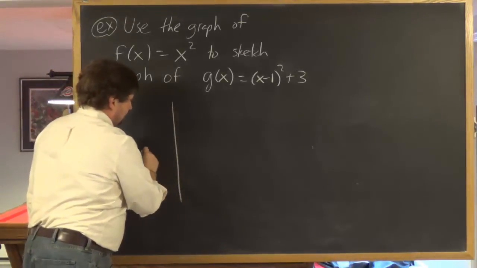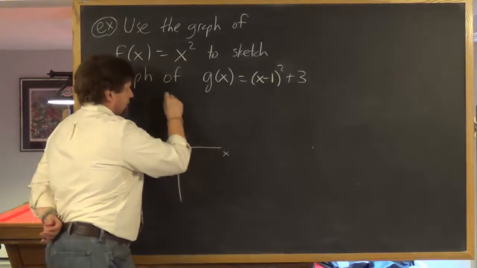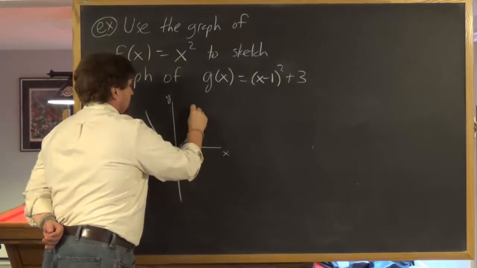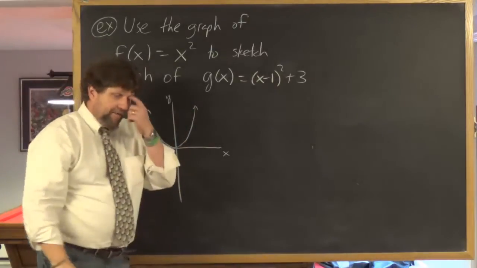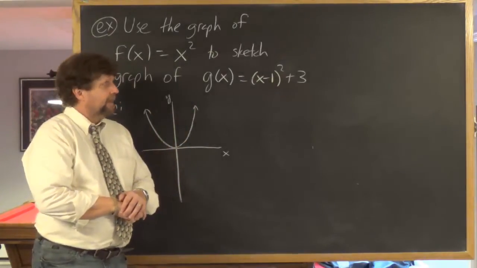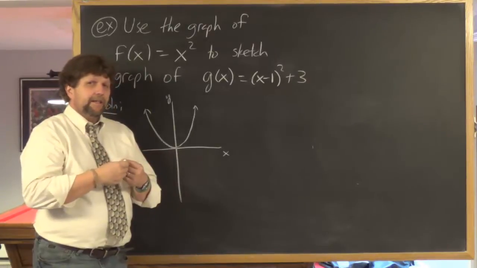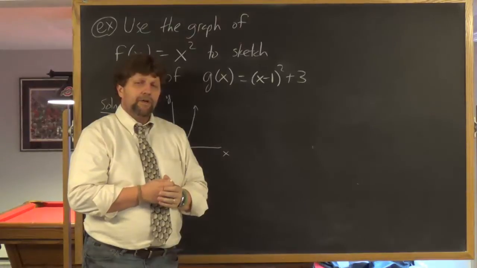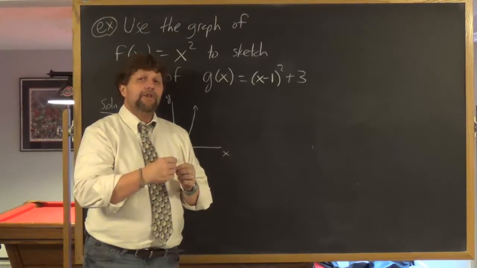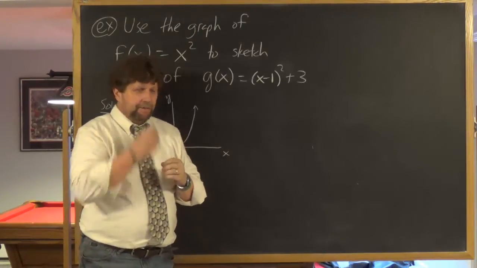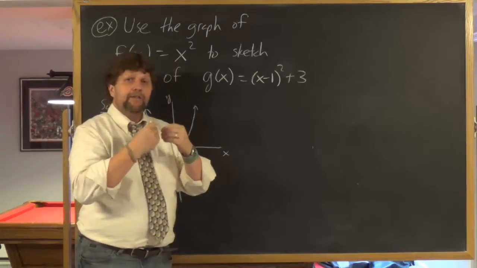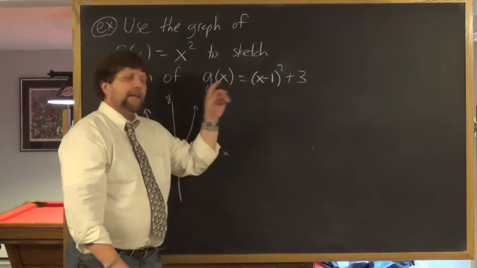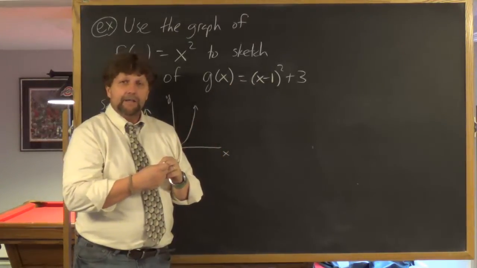Alright, so now remember, the graph of f of x equals x squared looks something like that. That's the graph of f of x equals x squared. Now what you will be learning is embedded in graphing g of x equals (x minus 1) quantity squared plus 3. There's a horizontal shift and there's a vertical shift. So I'm going to next graph the (x minus 1) quantity squared. That's where the horizontal shift comes into play.